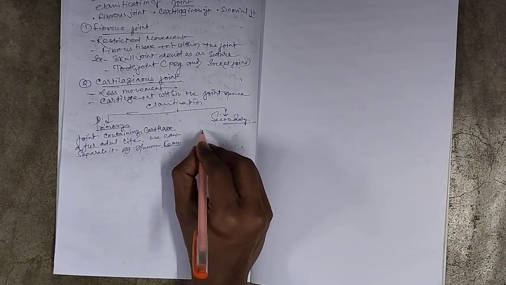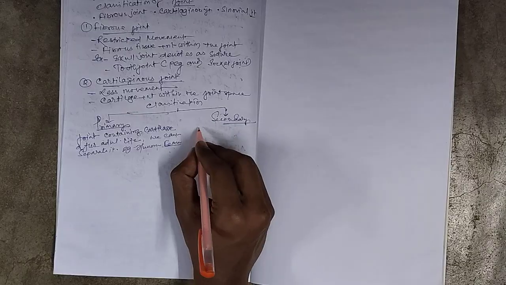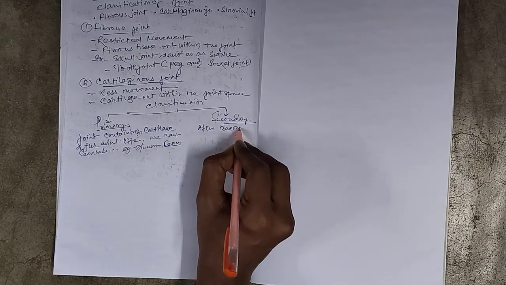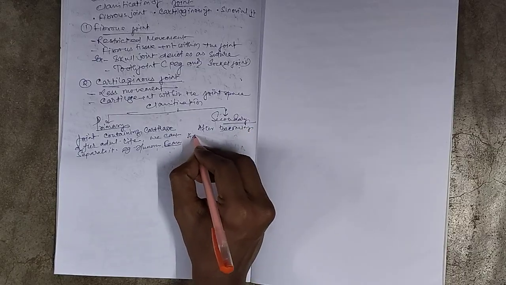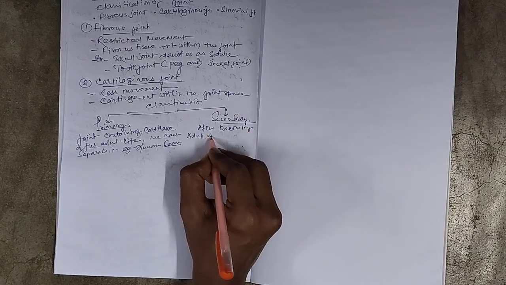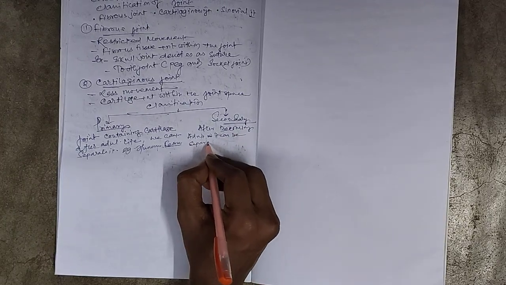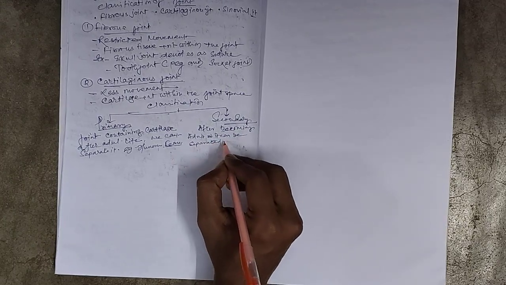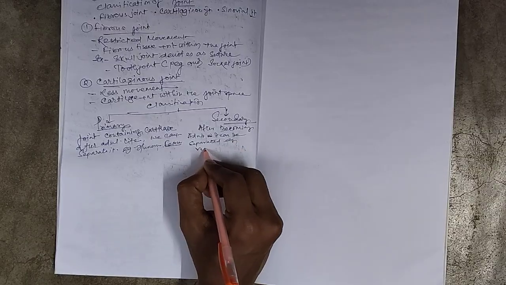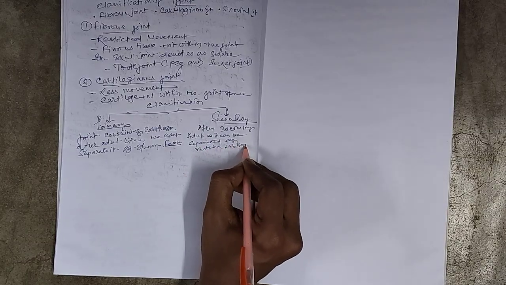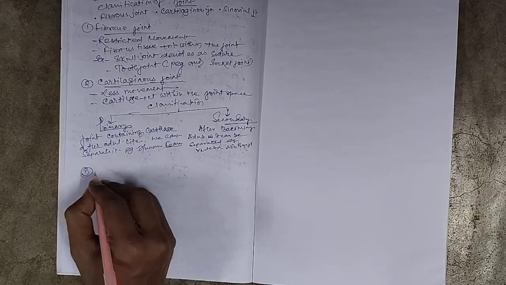Then the secondary cartilaginous joint: after becoming adult, it can be separated. Examples: vertebra and hip bone joint. So that is our cartilaginous joint. Then comes the synovial joint.